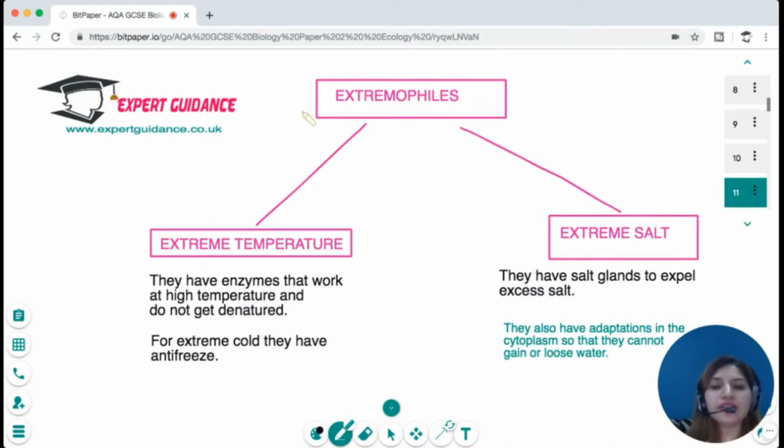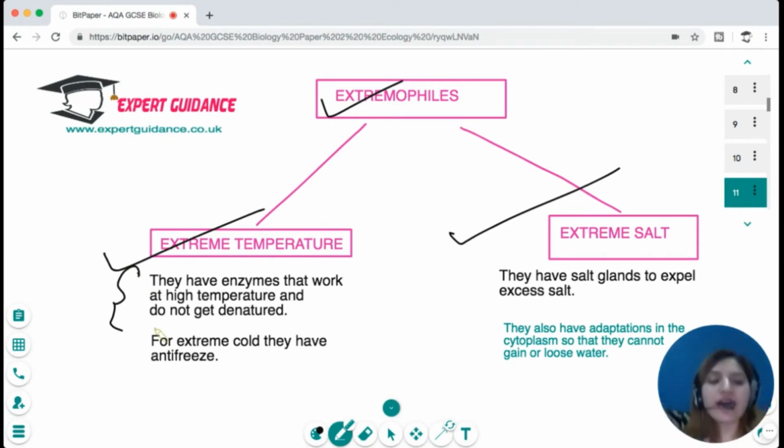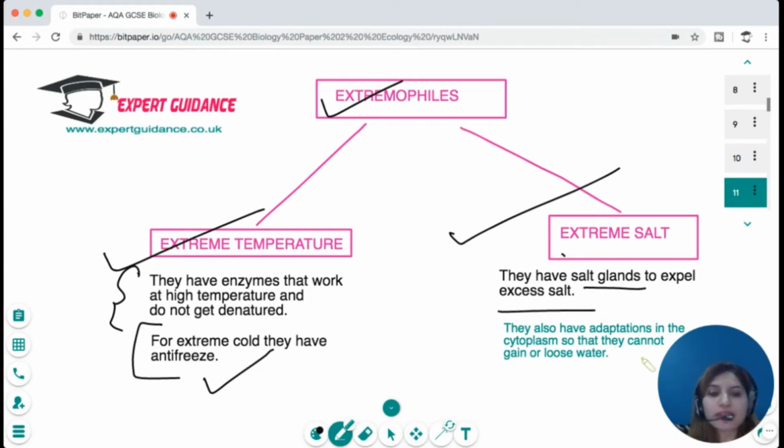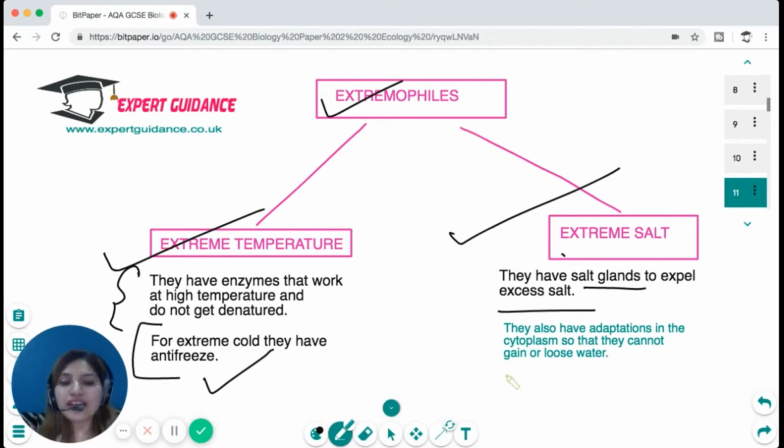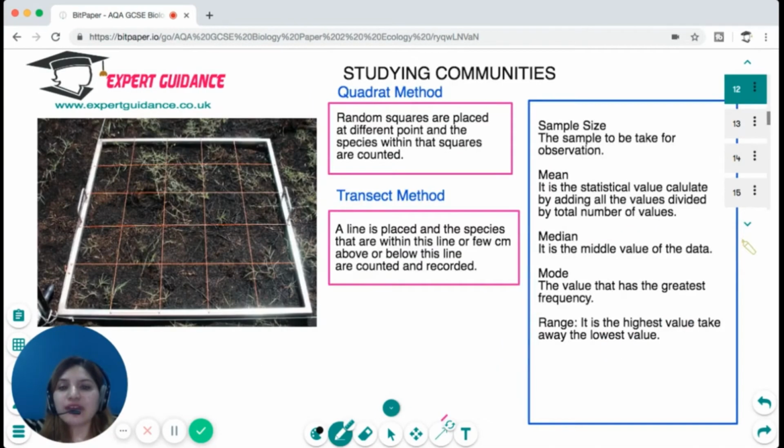Okay, then there are certain organisms which are living in extreme temperature or extreme salt. These are extremophiles. The ones that are living in very hot conditions have enzymes that work at high temperature. They have high temperature optimum and do not get denatured. For extreme cold, they have an antifreeze in their cells. For extreme salt, they have salt glands to expel excess salt, and they also have adaptations in the cytoplasm so that they do not gain or lose water in response to salt. Okay, so I hope the different plant and animal adaptations are clear to you.